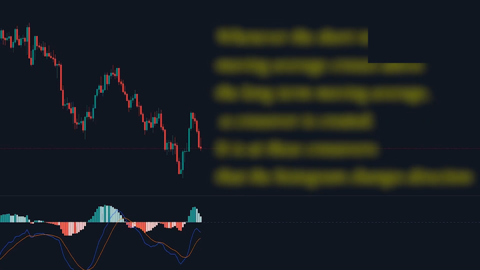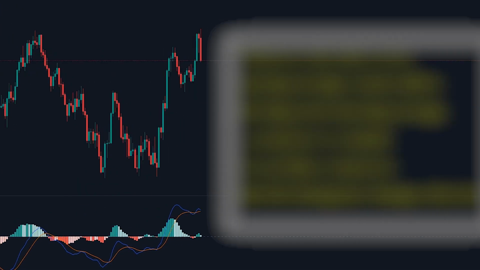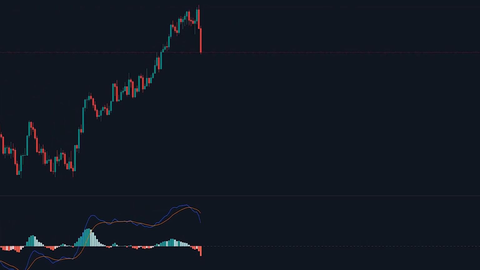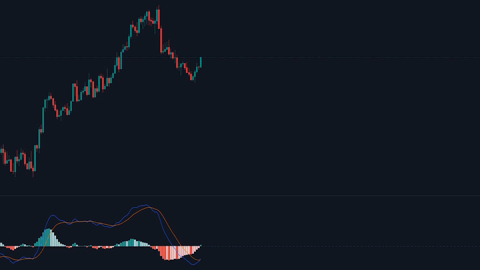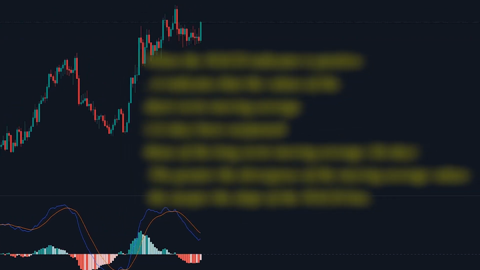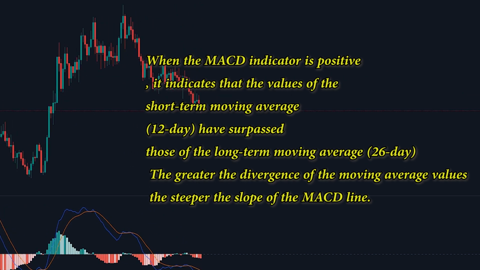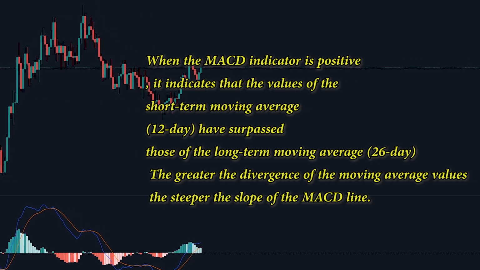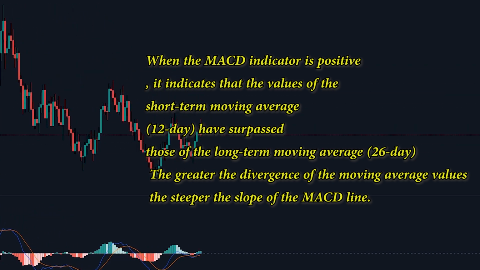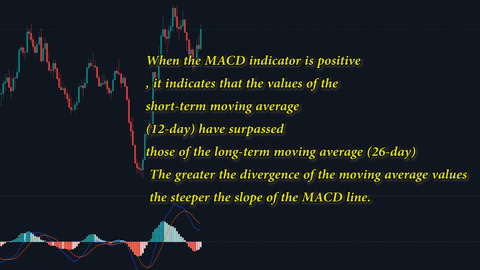Whenever the short-term moving average crosses above the long-term moving average, a crossover is created. It is at these crossovers that the histogram changes direction. Additionally, the MACD indicator oscillates around the 0 line. When the MACD indicator is positive, it indicates that the values of the short-term moving average, 12-day, have surpassed those of the long-term moving average, 26-day. The greater the divergence of the moving average values, the steeper the slope of the MACD line.